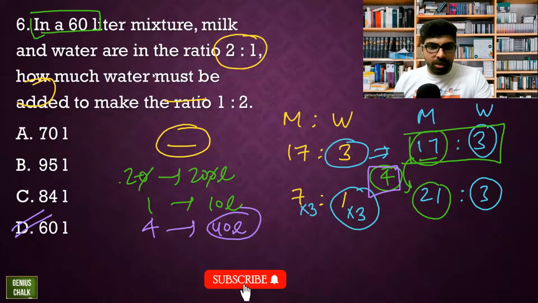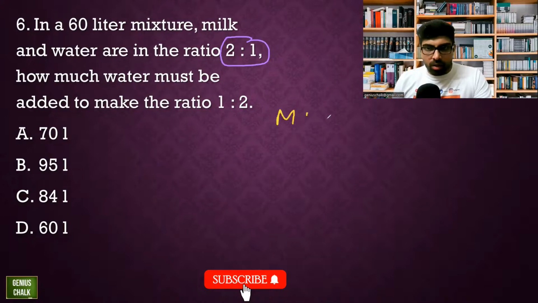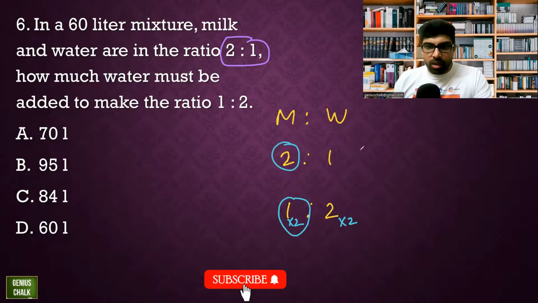In a 60 liter mixture, we are having milk and water in the ratio 2:1. Now the same thing, 2:1. This is 2. How much water? So that it is 1:2. So water is added, milk has to be the same. The same concept. This is multiplied by 2, so this also multiplied by 2. Now milk is the same. Now the new ratio becomes 2:1 and 2:4.